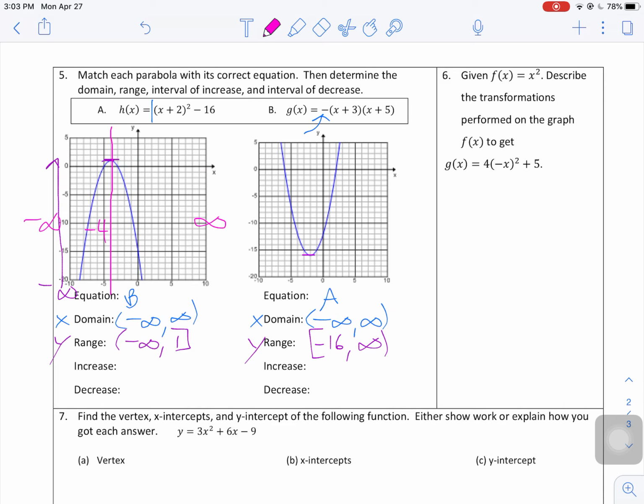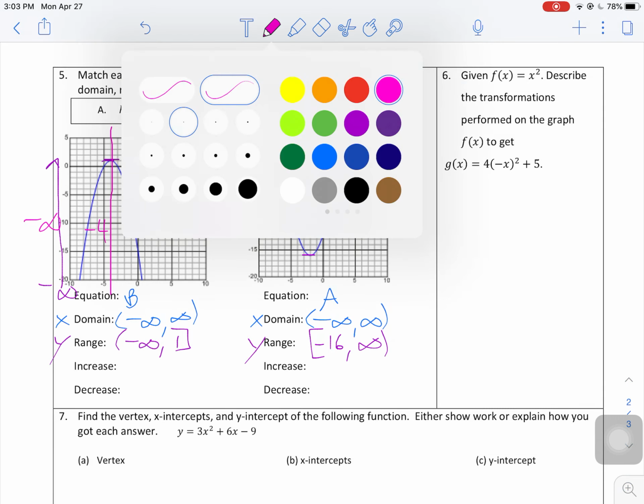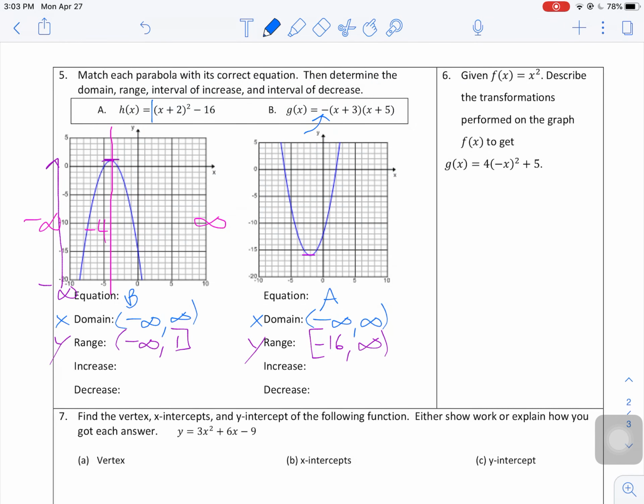So as I'm looking at this parabola from left to right, I am increasing. I'm going up from -infinity to -4. So I'm increasing from when x is -infinity to when x is -4. Then as I keep looking, I'm decreasing. I'm going down from when x is -4 to when x is positive infinity.